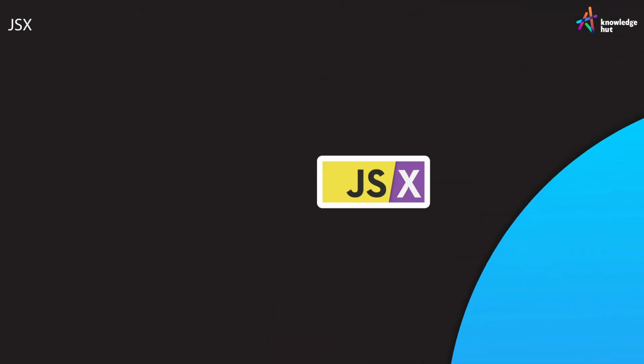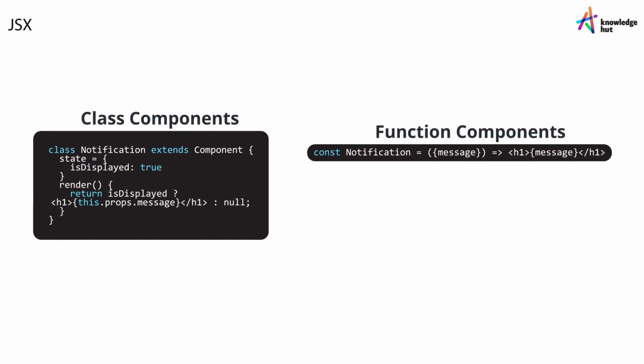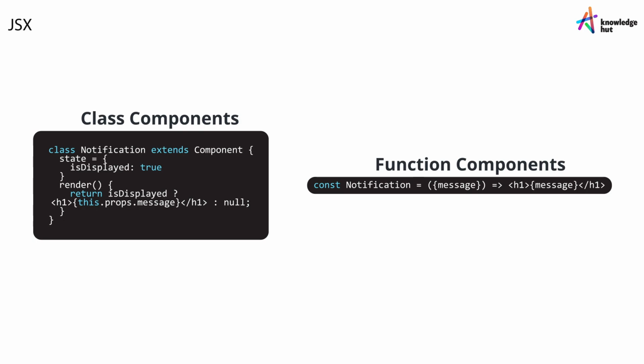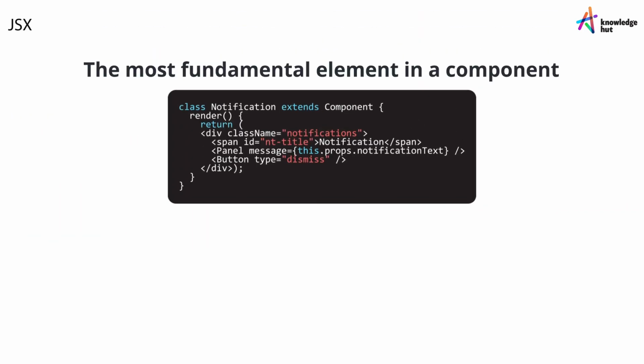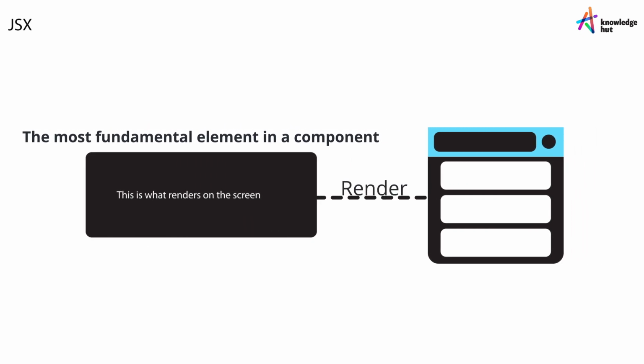In this video, we'll investigate the role of JSX, a JavaScript derivative syntax that is used to express visual elements in a React component. Let's begin. By now, you've seen how class and function components look and how they can be created and used. The most fundamental element in a component is the visual elements that it has to render.